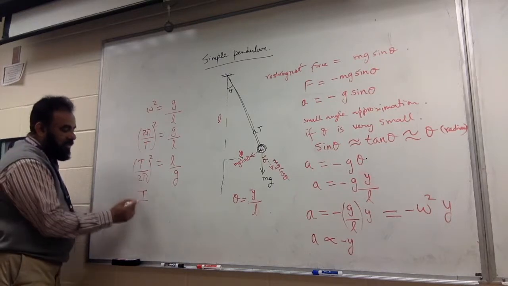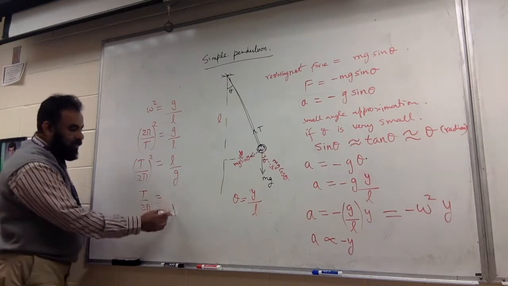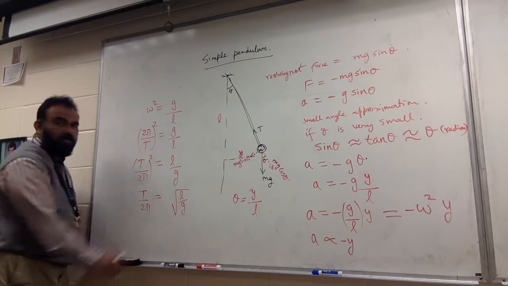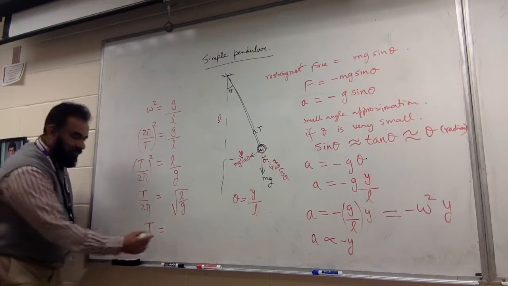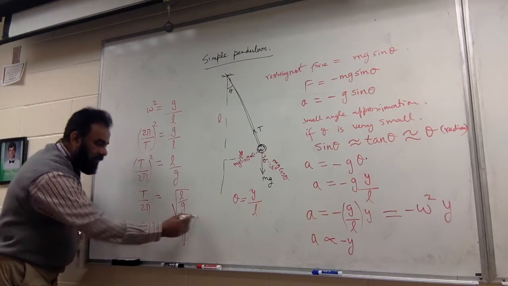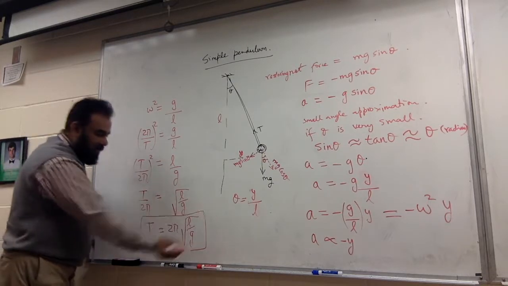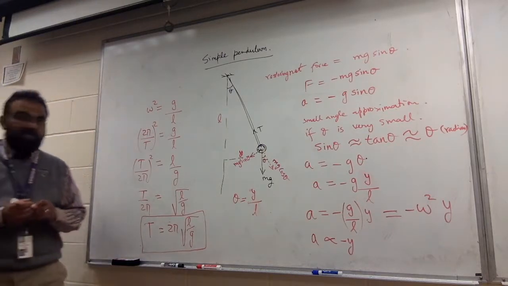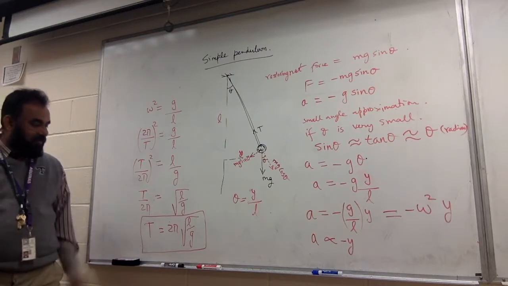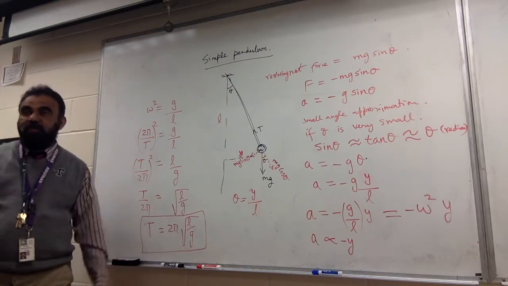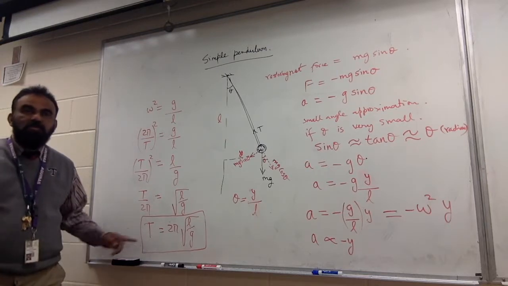Which means, what is this? Square root of L over g. So what is time period? 2 pi times square root of L over g. That is the equation of the simple pendulum. So I've derived that equation by the simple harmonic motion concept. Time period is equal to 2 pi square root of L over g. So what do you understand from that equation?